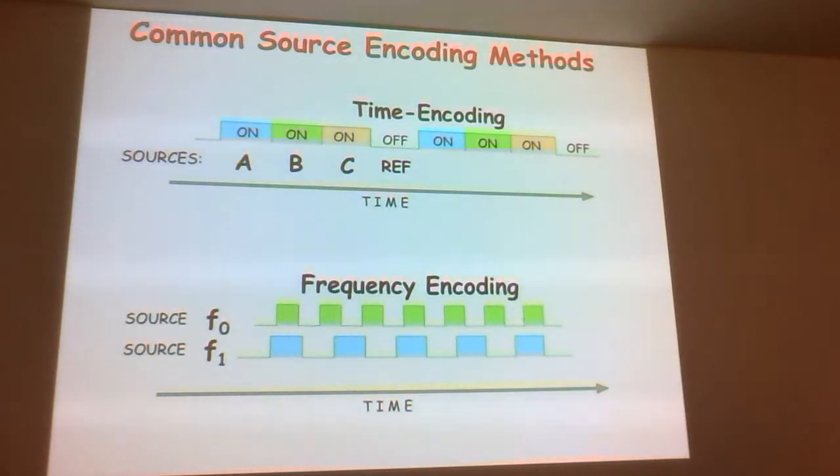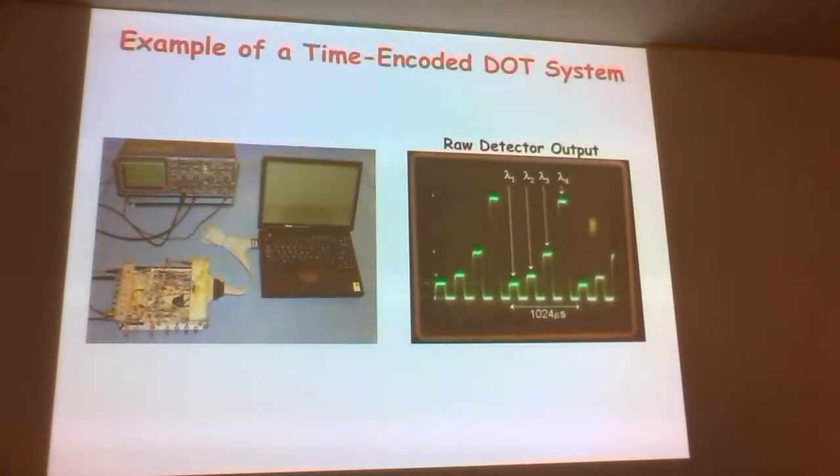Nonetheless, in the early days when we were first building prototypes, we really didn't know which would be best, so we built a prototype time-encoding system. It looks something like this. That's a nice breadboard system, showing you how simple it can really be. All it's doing is pulsing different lasers in sequence, different colors of light actually, and this is the signal on the detector, and then you can just lock into each one of those to get the signal for each wavelength.